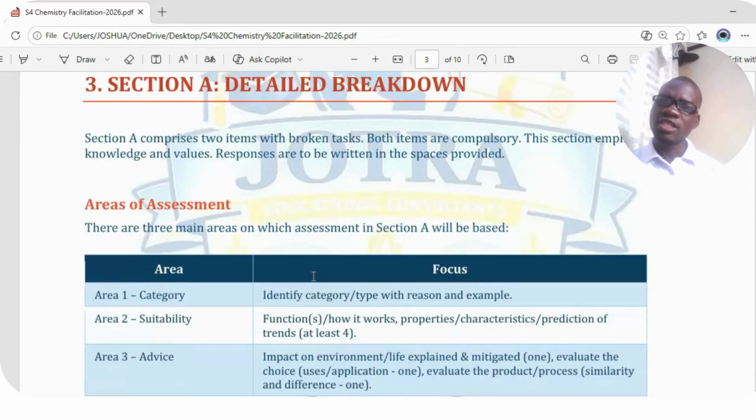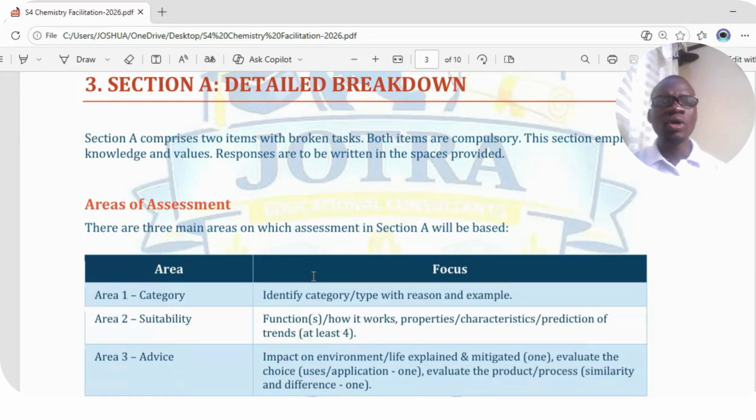So areas of assessment, there are actually 3 main areas of assessment in section A. These areas are: the category, suitability, and then advice. Those are the major areas. This one, as a student, you need to go in for the exam when you are aware that in section A, both item 1 and item 2, I'm expecting through 3 areas of assessment: category, suitability, and then advice.